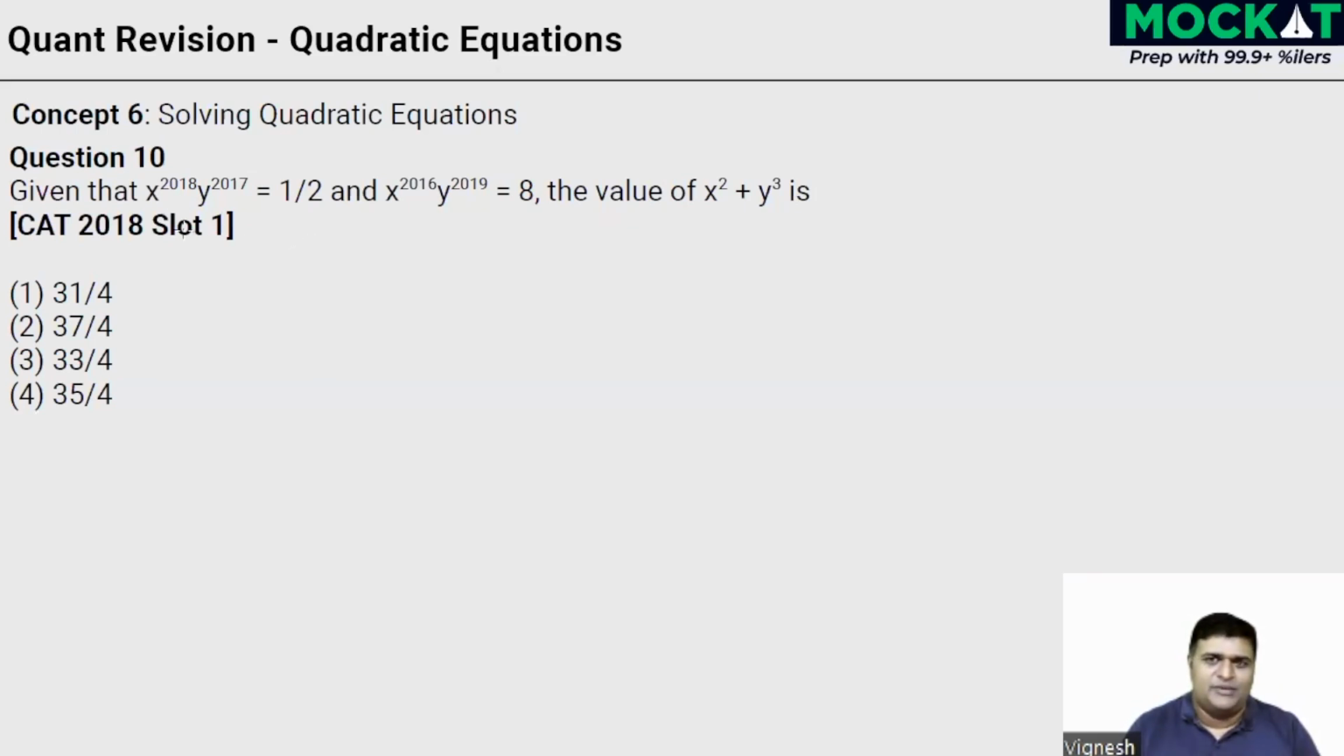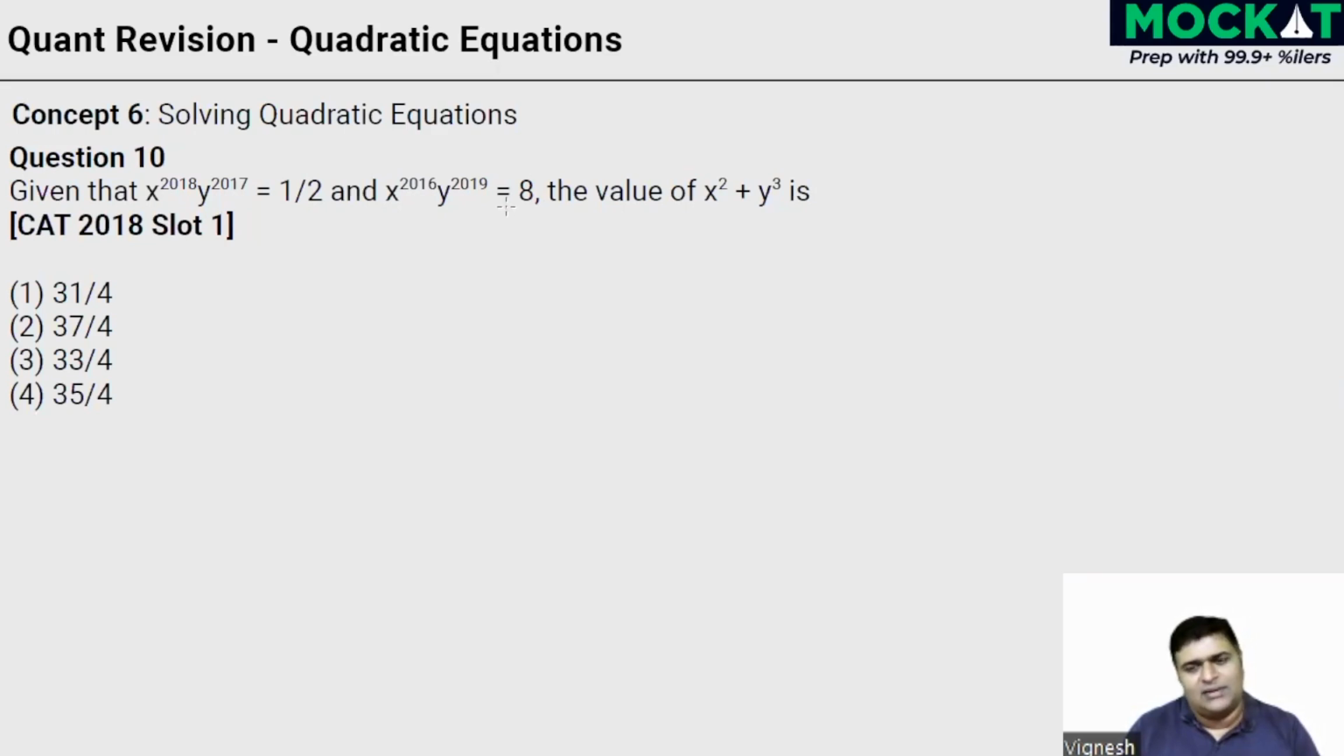But what do we note over here? X power 2018 into Y power 2017 is half. X power 2016 into Y power 2019 is 8 over here. What I can conclude with this is that one is going to be the reciprocal of the other. With super high powers, I'm getting half and 8.